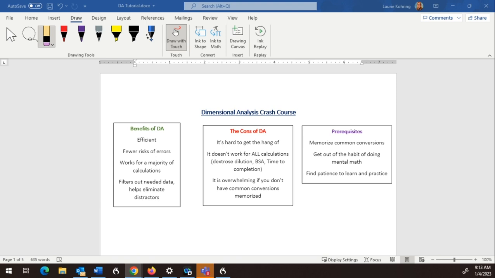It's very overwhelming if you don't have your common conversions memorized. So prerequisites: memorize your common conversions first. It'll make this much easier. And then get out of the habit of doing mental math. If you're doing shortcuts and side calculations, that's where the errors usually lie. Don't do that. Keep everything in your whole schematic of your dimensional analysis pathway, and you're going to get much more accuracy in calculating problems.